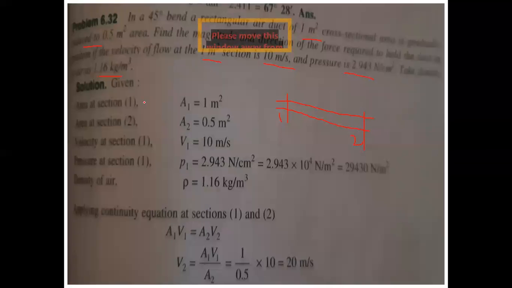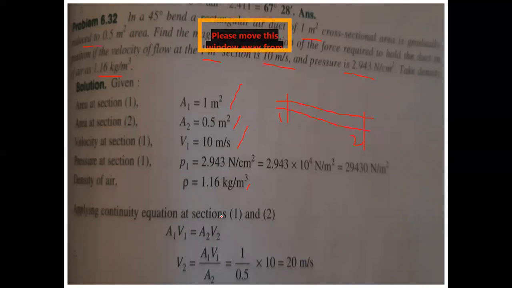Next, at section 1 the area is equal to 1 meter square, section 2 is 0.5 meter square, and P1 is given. Density of air, rho, is equal to 1.16. This is the given data. Apply the continuity equation.